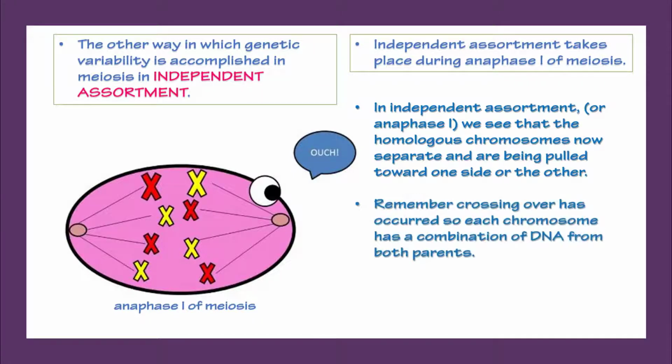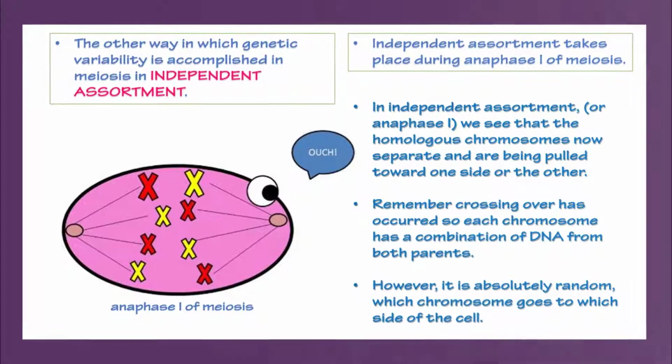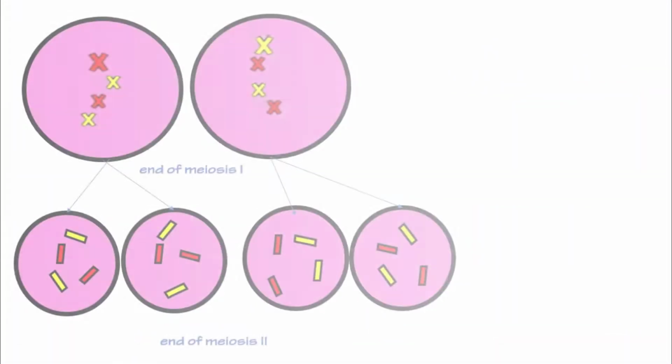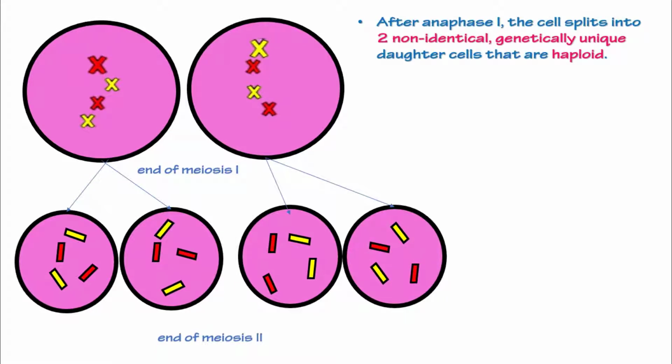And remember, crossing over has also already occurred, so each chromosome has a combination of DNA from both parents at this point. However, it's absolutely random which chromosome will go to which side of the cell. This is why it's called independent assortment. After anaphase 1, the cell splits into two non-identical, genetically unique daughter cells that are haploid.